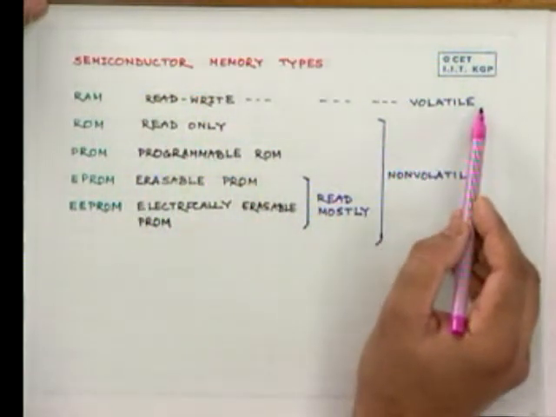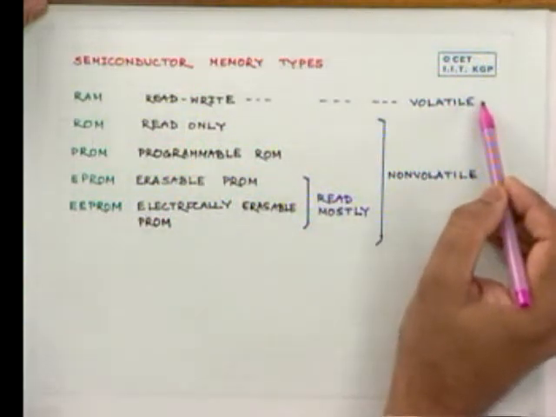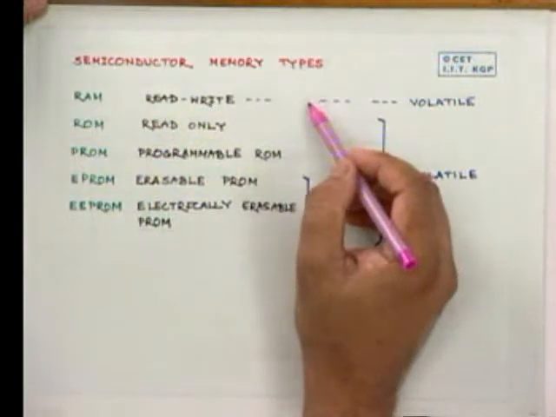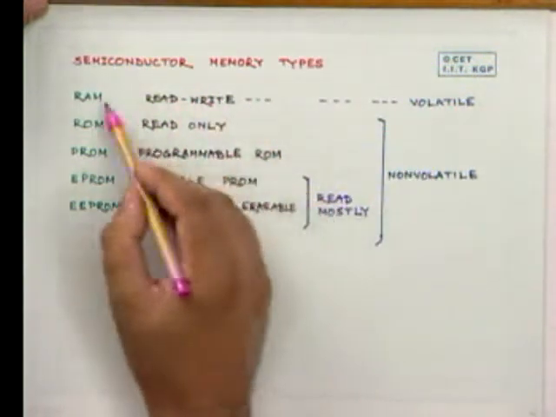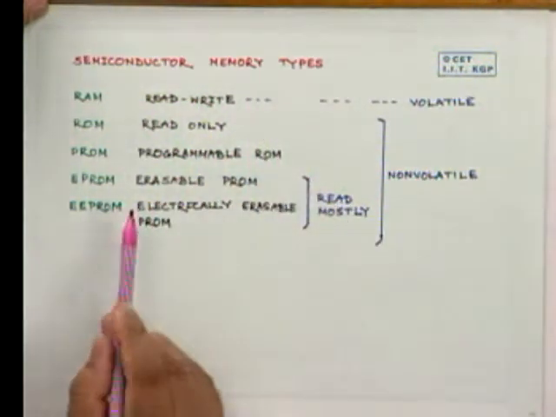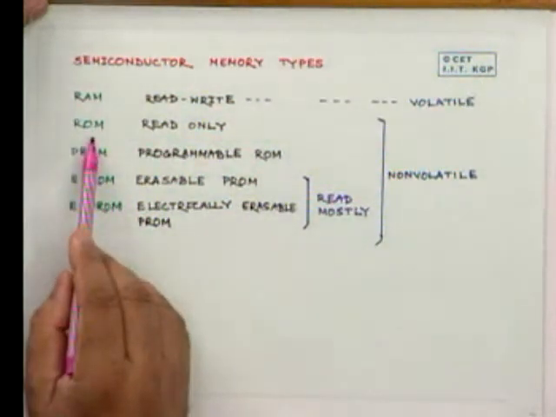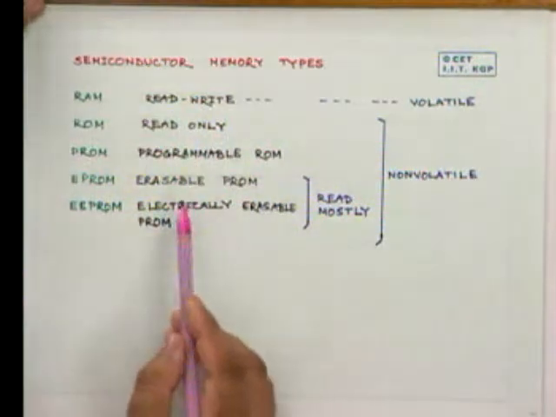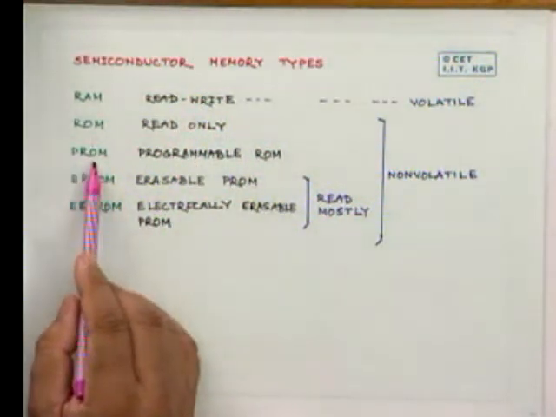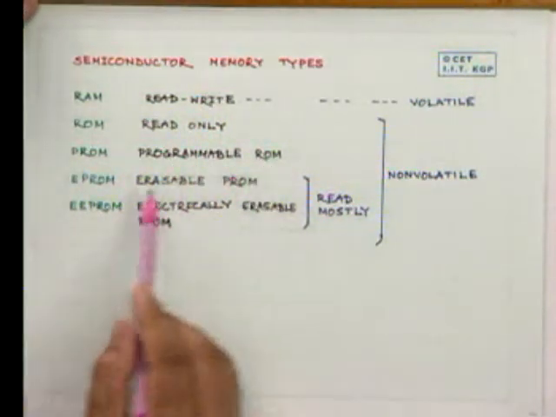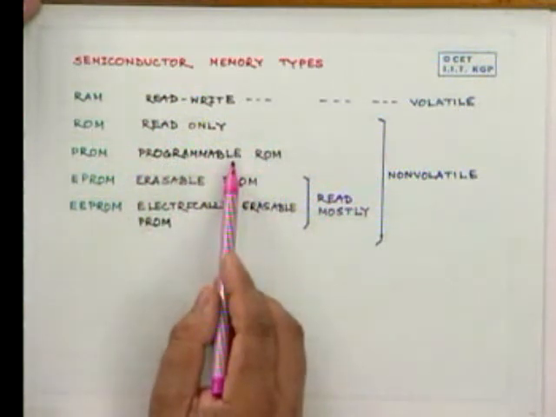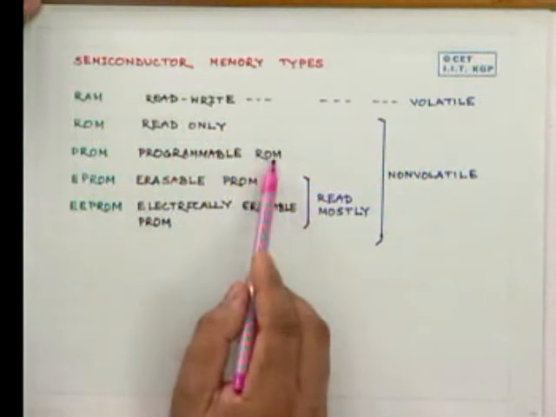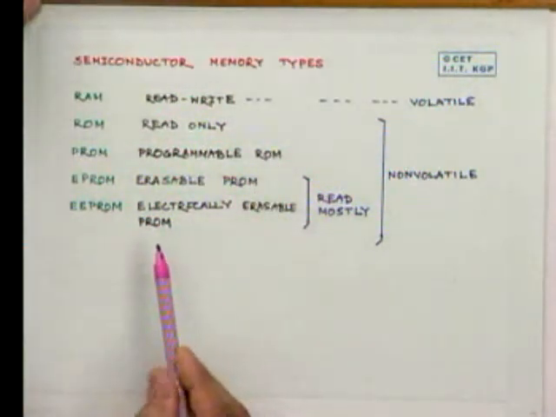This is volatile. Whether the power is dynamic or static doesn't matter. When the power goes off, whatever the RAM contains also goes off. Now there can be ROM, which we call read-only. There can be programmable ROM, which means we can program this read-only memory once and then use it as a read-only memory.